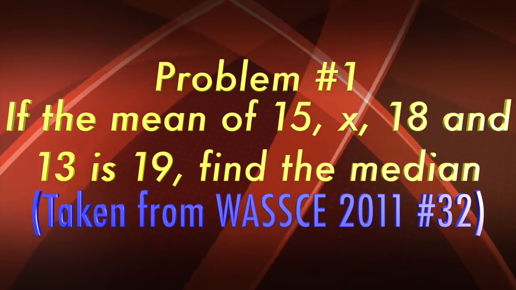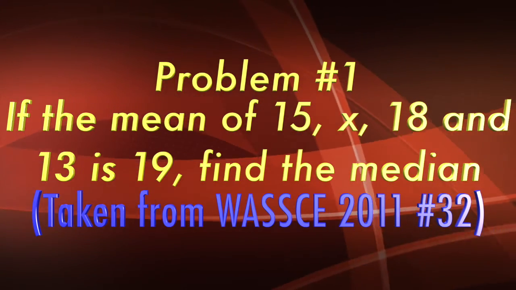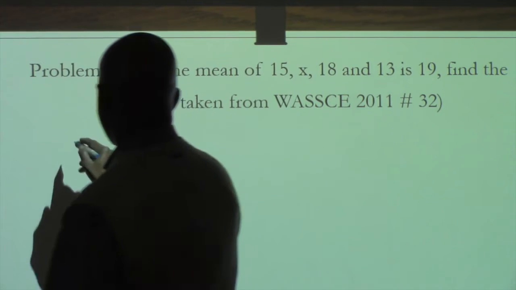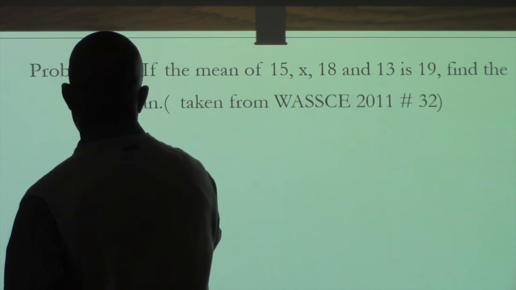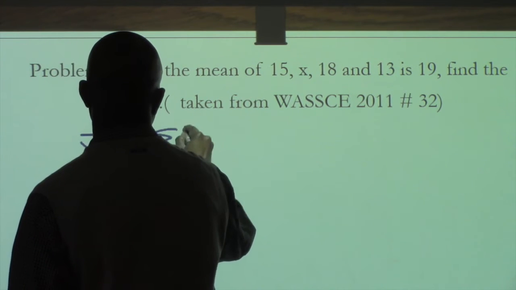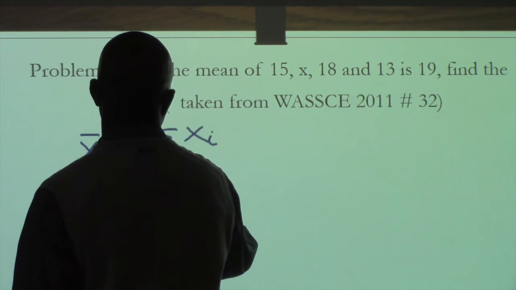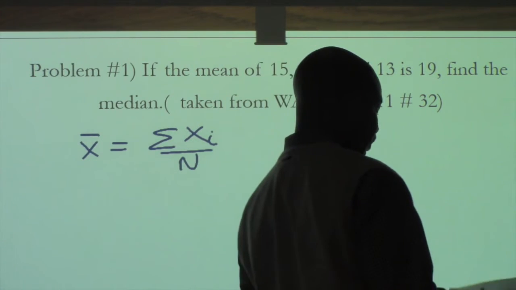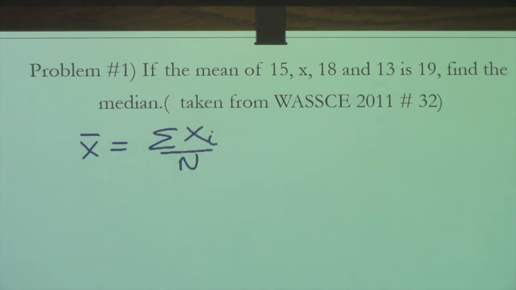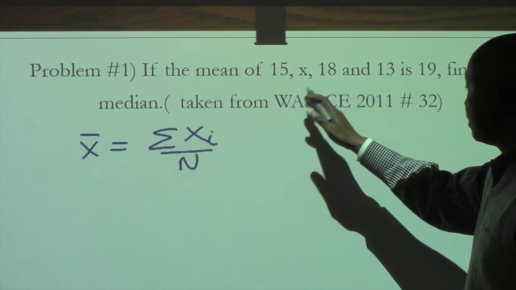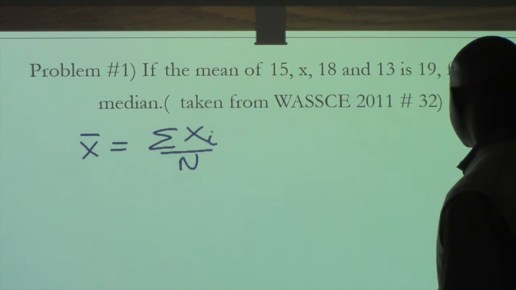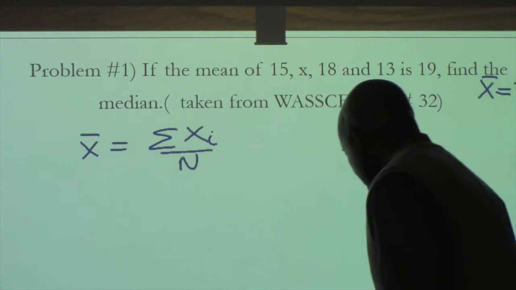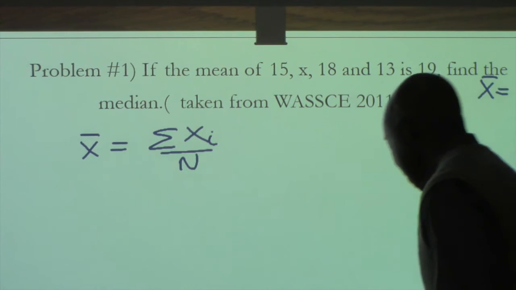It says if the mean of 15, x, 18, and 13 is 19, find the median. So let's first of all write the formula. We say mean is equal to the sum of all of these values divided by n. So let's see how we can connect this to our problem. In this problem we have our mean, the mean of 15, x, 18, and 13 is 19. So our x bar is 19.